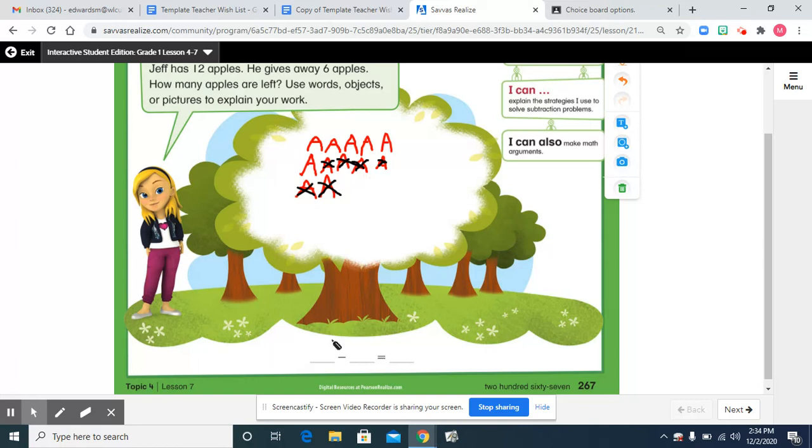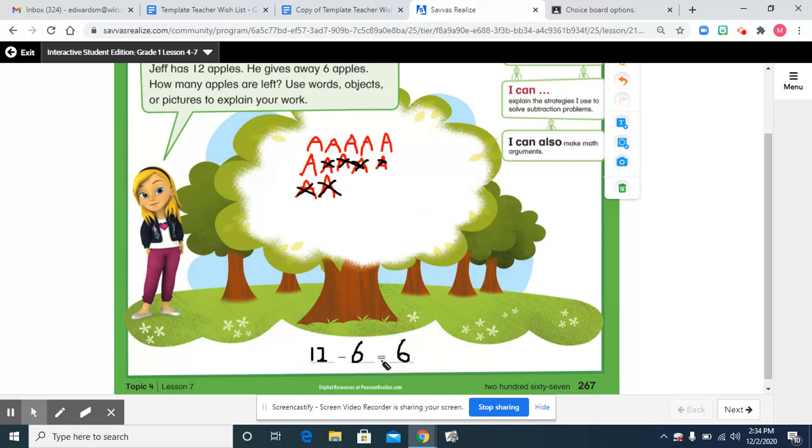First, let's make the first part of our equation. Okay, remember when you're subtracting, you always start with the biggest number. And in the story problem, we know that 12 is the biggest number because that's what he started with. Now, how many did we take away? Well, we had to cross out 6 because he gave away 6. Now let's count how many apples are left. There are 1, 2, 3, 4, 5, 6. So what is 12 minus 6? It is 6.